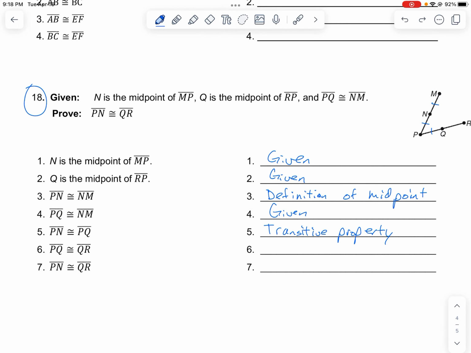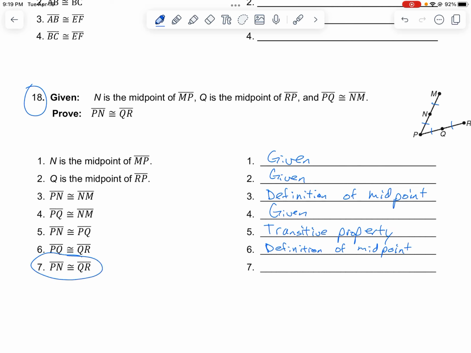We've got a couple more lines. PQ congruent to QR. Yeah, well, we can just use the fact that we already know Q is the midpoint of RP. And so we can use definition of midpoint again. Oh, let me actually write this legibly. Definition of midpoint.